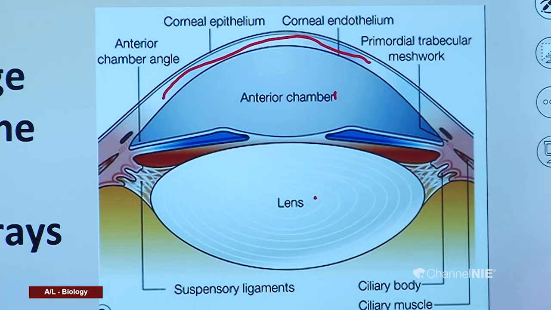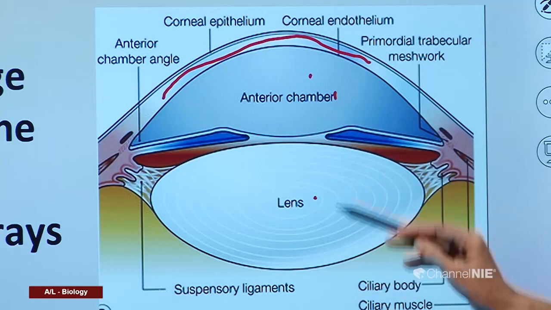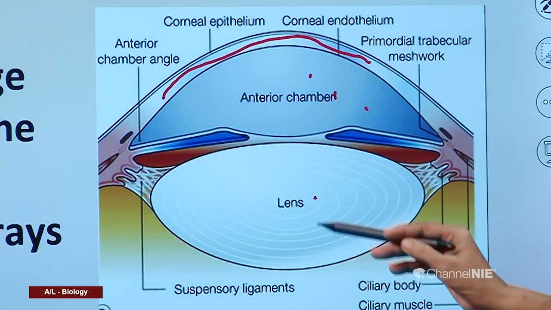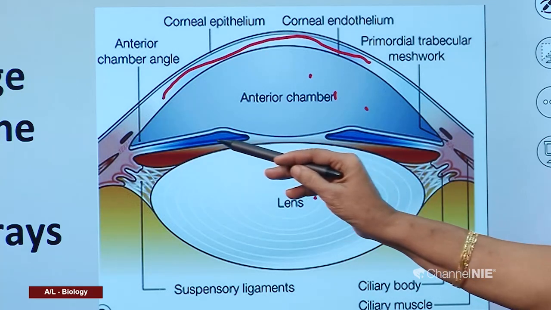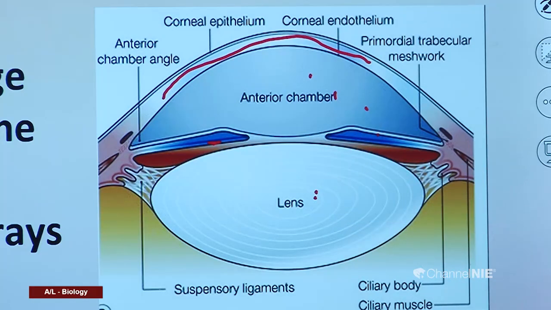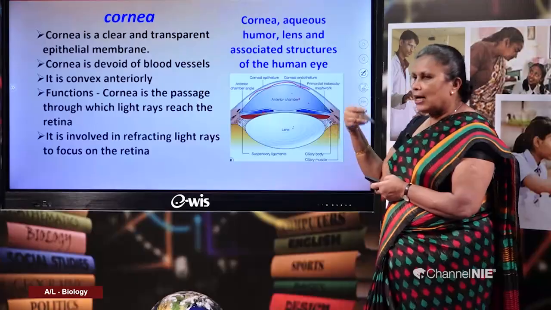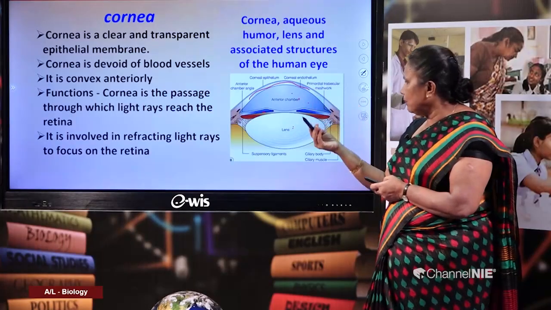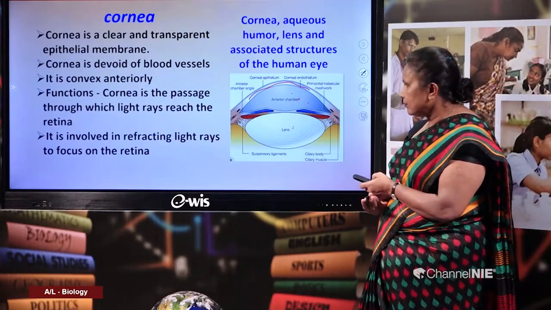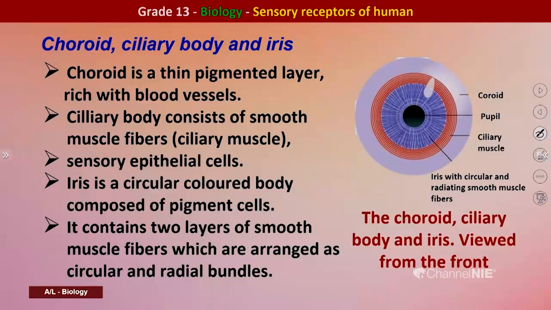Associated structures are also shown. Cornea, the anterior chamber with aqueous humor, lens. You can see that the two sides have the iris. The iris is here. It is a circular diaphragm with a small hole within it. So, choroid, ciliary body and iris you can see.